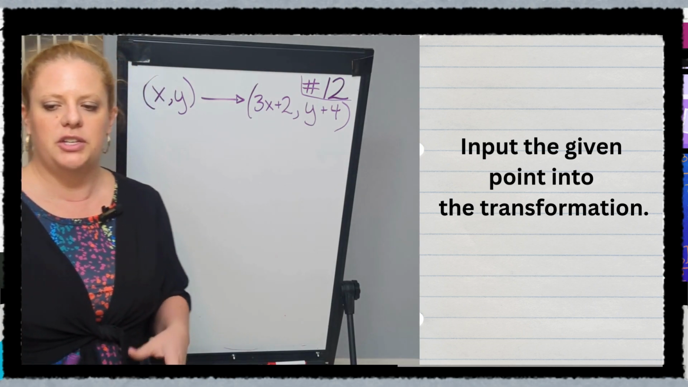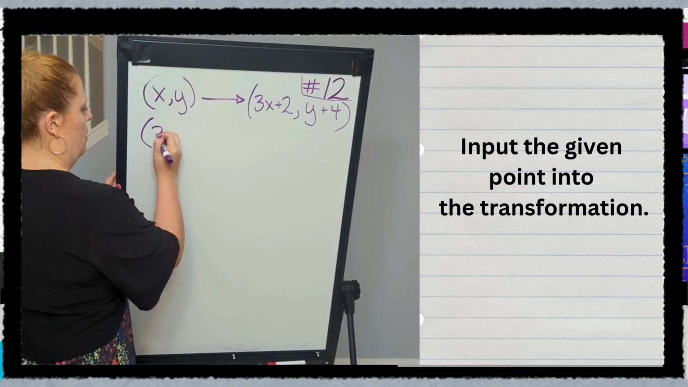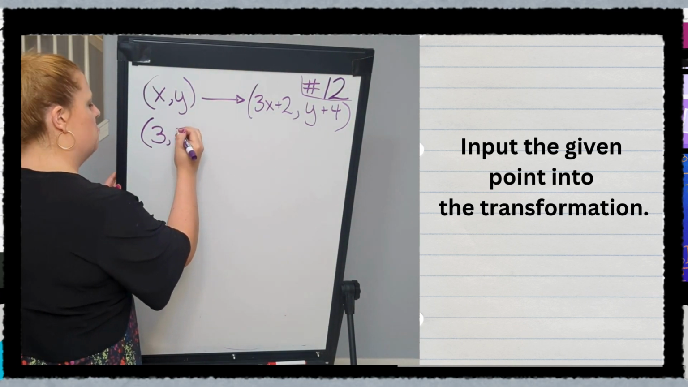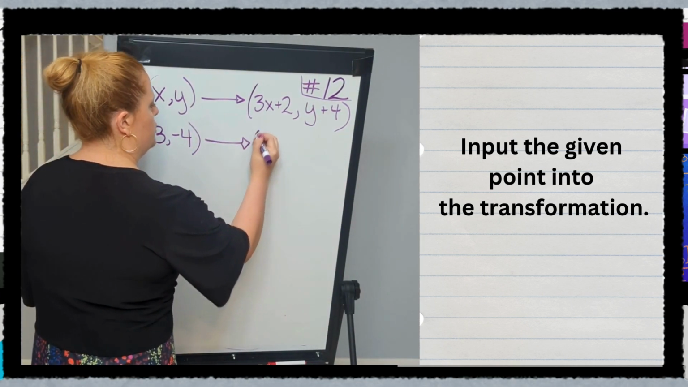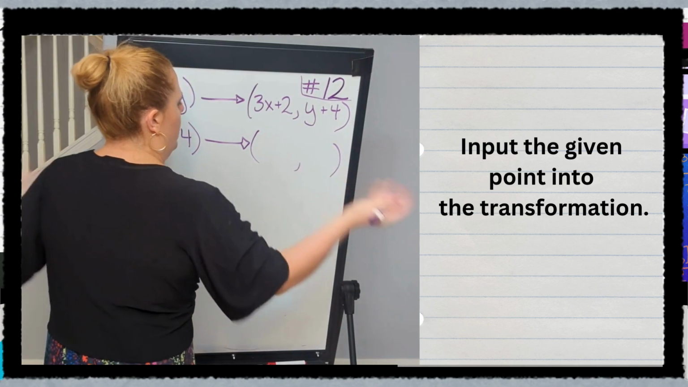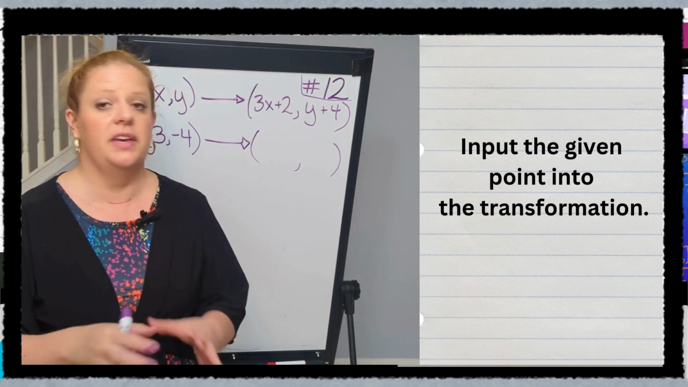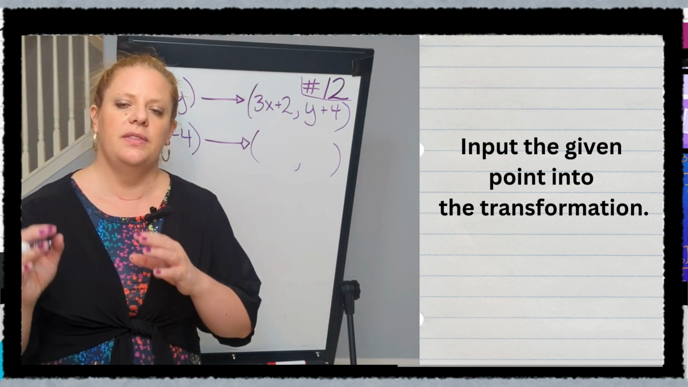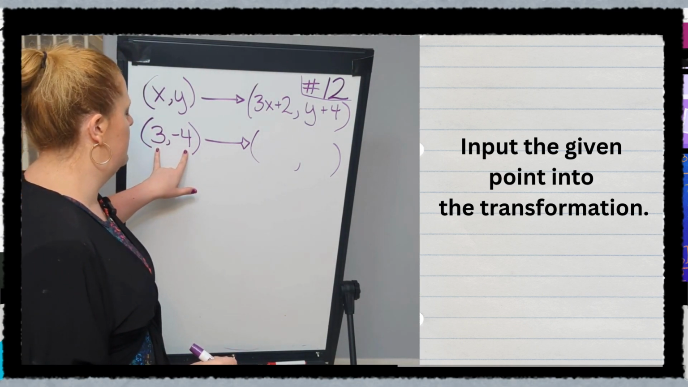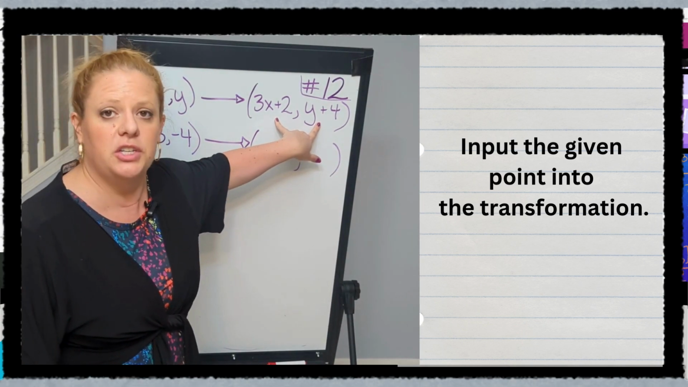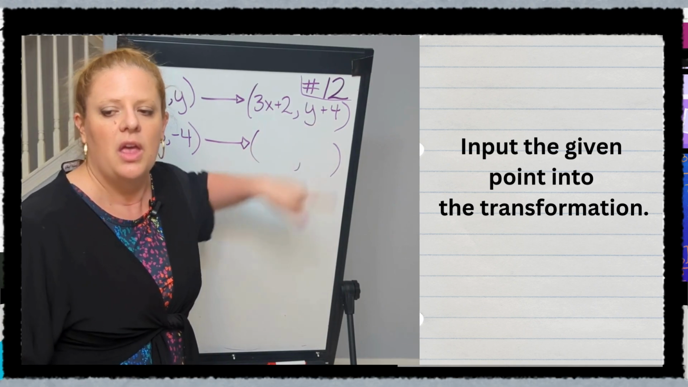All right, so this is how I'm going to map mine. The transformation maps, I'm going to say (3, -4) to what? Okay, this is a little easier actually than the example that we did, because in this example, you are just going to put your input into the function, so to speak, into the transformation, which is a function essentially.